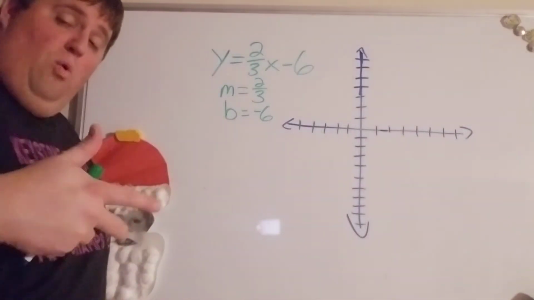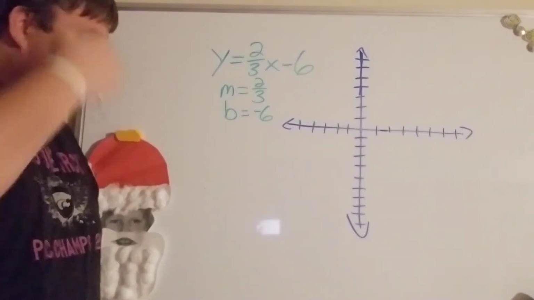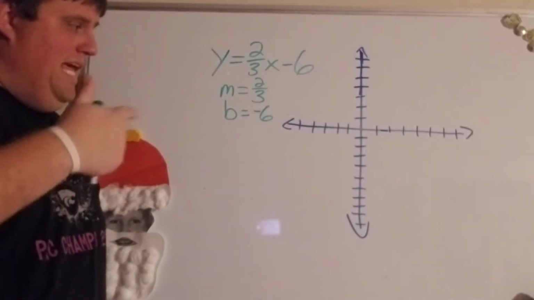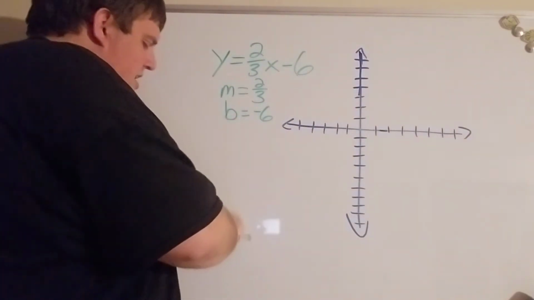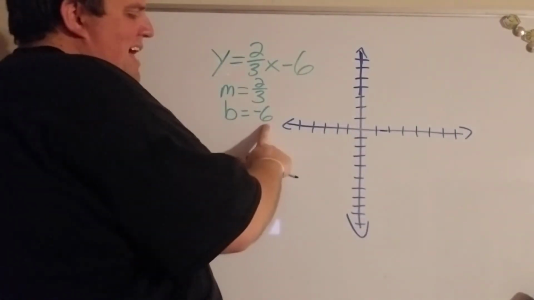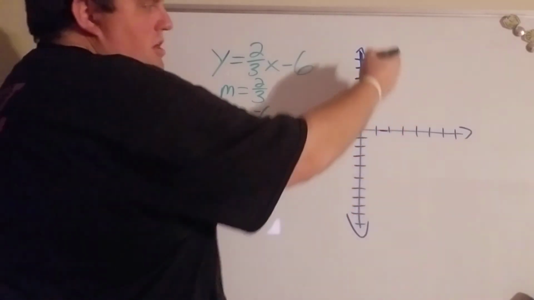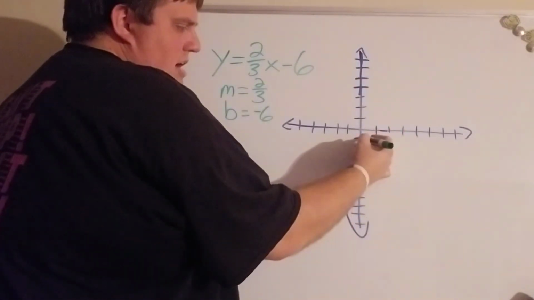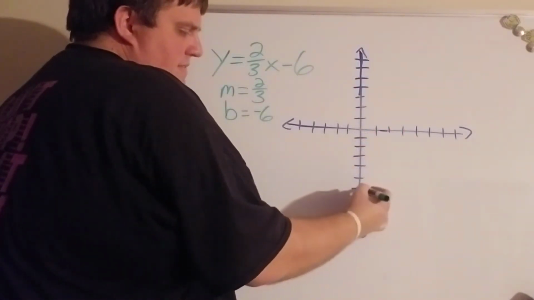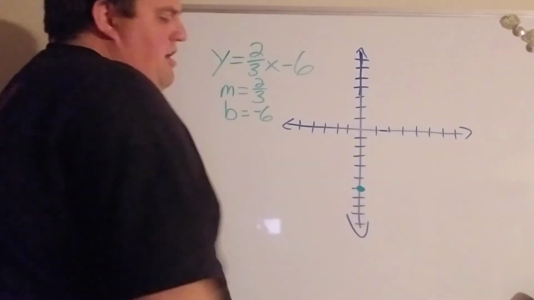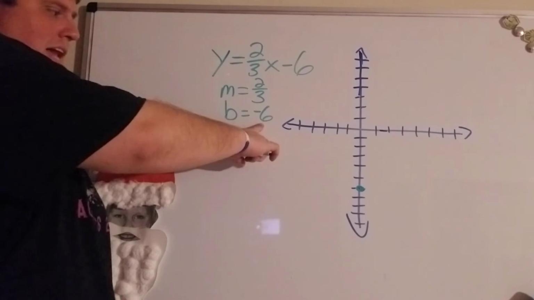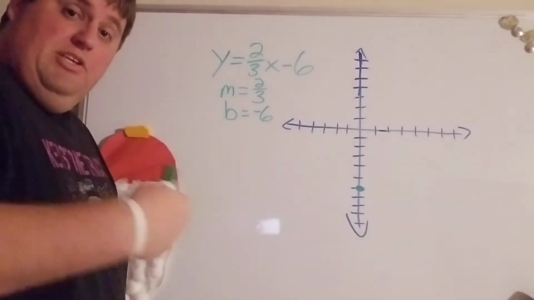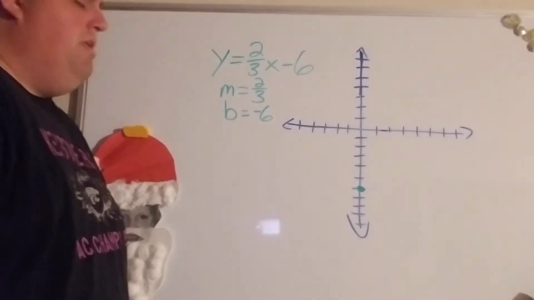Well, I always start at my y-intercept. I always tell my kids, begin with b. B is for begin. So the b is my starting point, my initial value. So negative 6. I'm going to go on the y-axis, and I'm going to go down 1, 2, 3, 4, 5, 6. I know that that point is on this graph because it's my y-intercept. So I'm going to start with the point that I know.